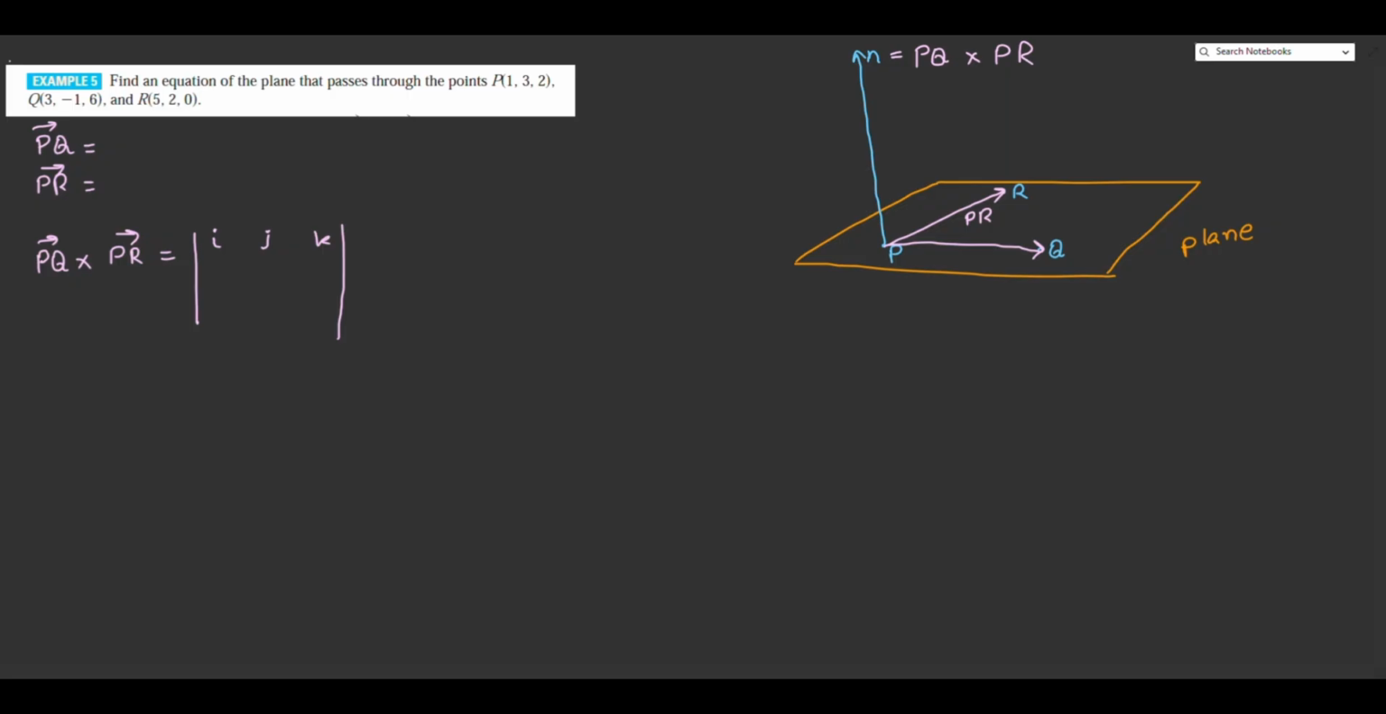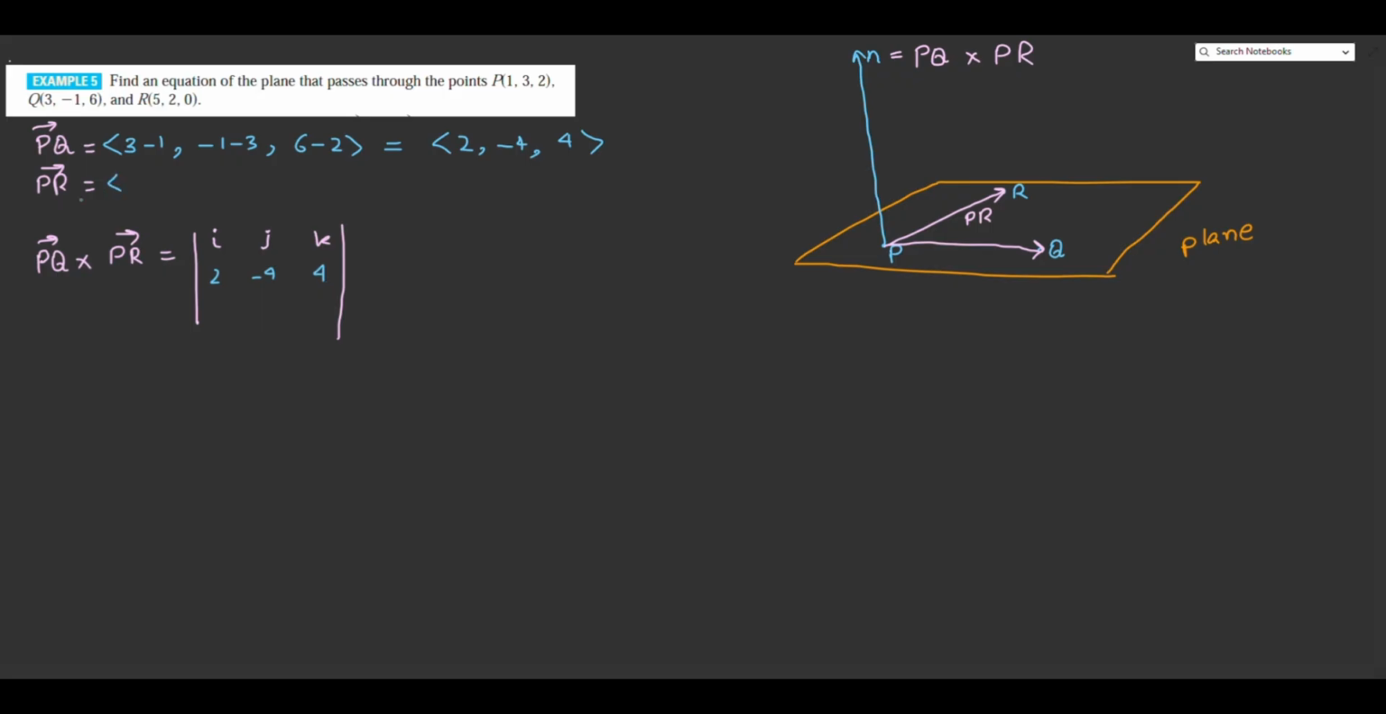So let's find PQ. We know that it is final minus initial. So what do we get here? 3 minus 1, then minus 1 minus 3, 6 minus 2, and if you simplify them you will get 2, minus 4 and 4. These are the components of the vector PQ, and you need to write these components in the second row: 2, minus 4 and 4.